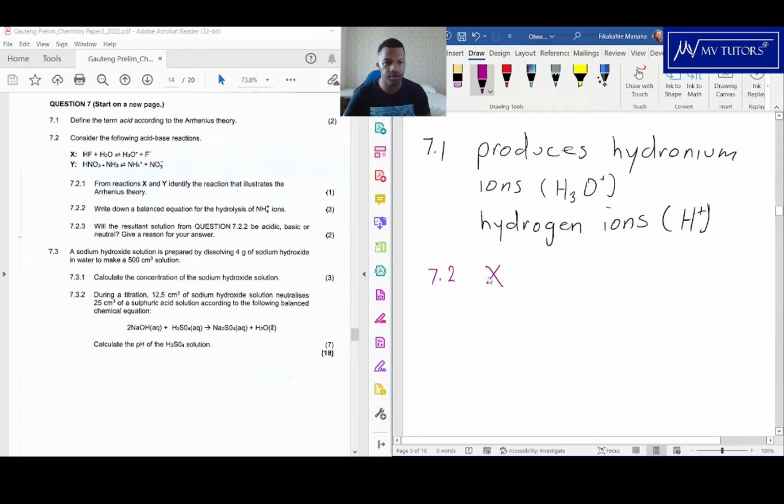7.2.2, write down a balanced equation for the hydrolysis of NH4 ions. Let's do that. Sorry, that's not what it is. It's supposed to be 7.2.2. This was 0.1. Here we go. Let's start again. Write down a balanced equation for the hydrolysis of NH4 ions. So this is 7.2.2.